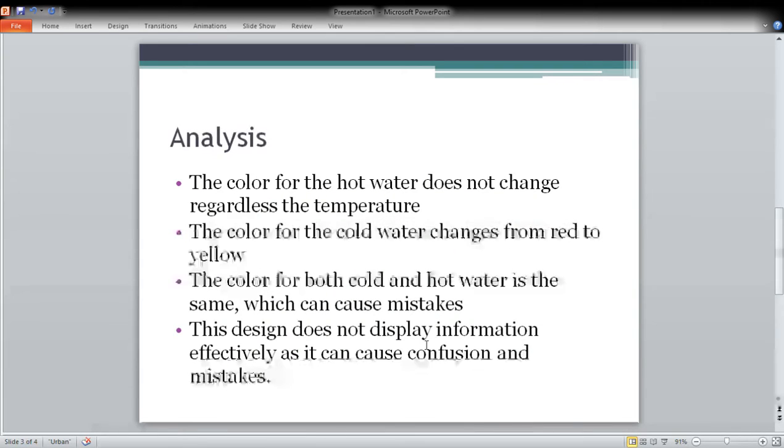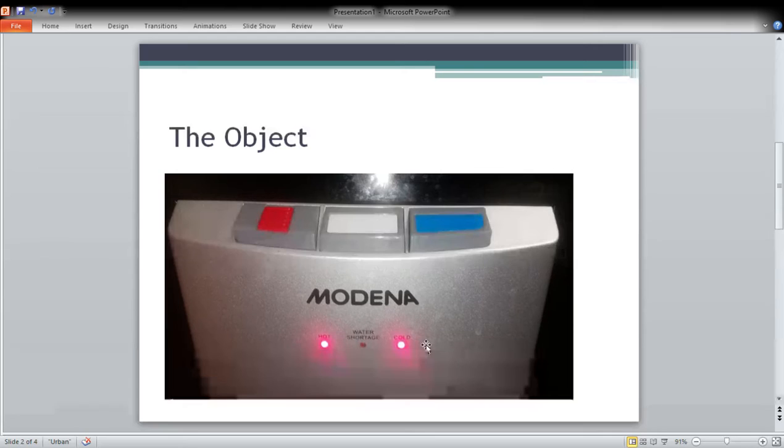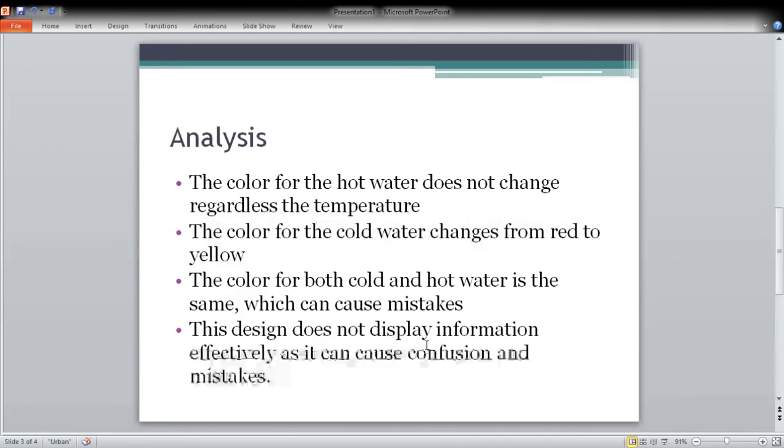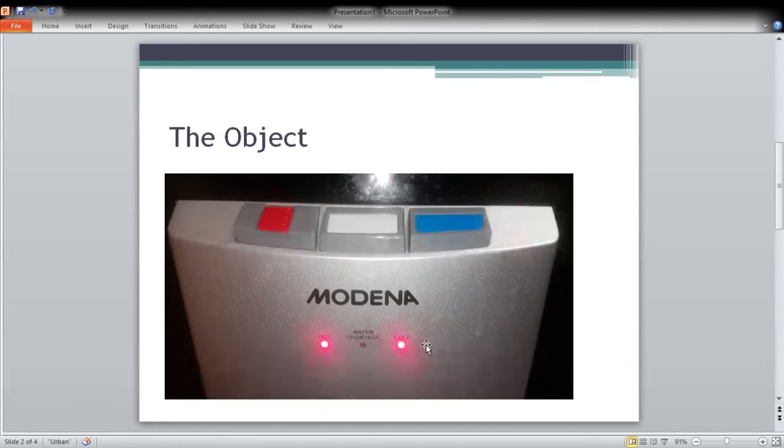This design does not display information effectively as it can cause confusion and mistakes. For example, we cannot know whether the hot water is hot enough for your using because the lamp does not indicate the temperature. And the same thing for cold water.